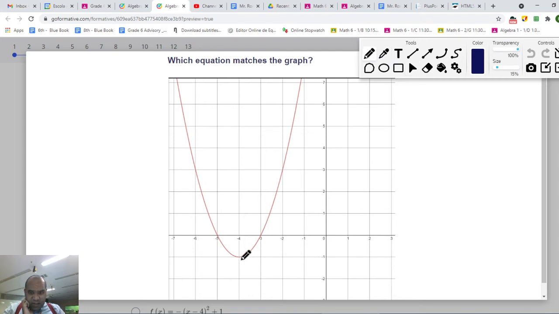The vertex is here. The vertex value is negative 4 for x, and for y it is negative 1. Great. I know my vertex. Knowing my vertex is very important.